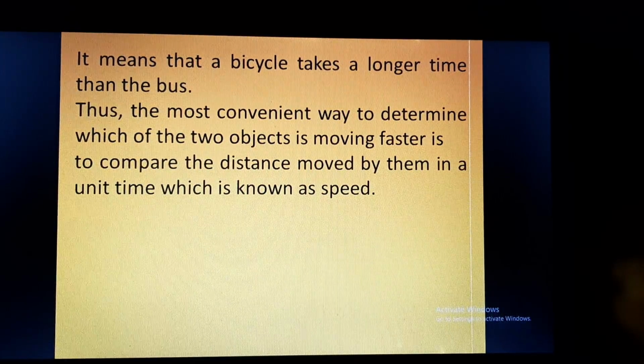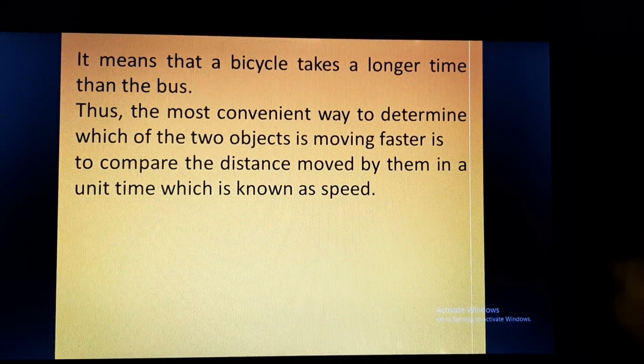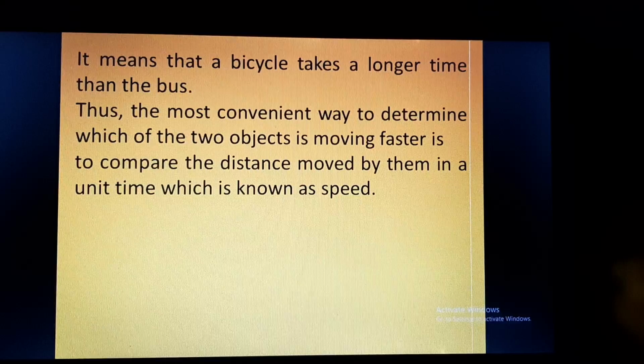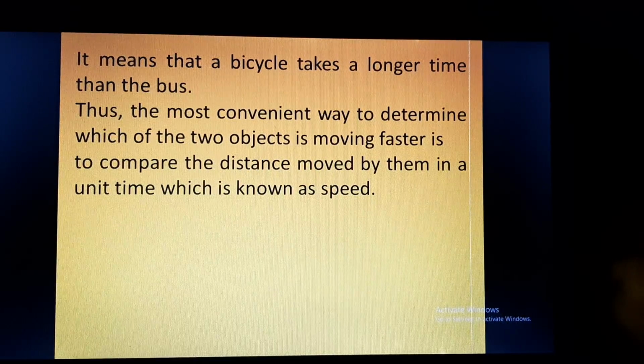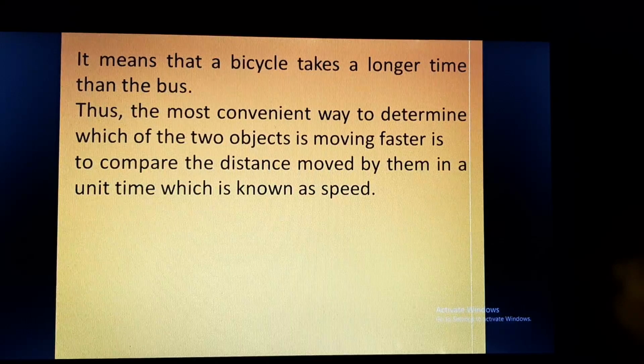The most convenient way to determine which object is moving faster is to compare the distance moved by them in unit time, and this is known as speed. The object which is moving at a faster rate will have more speed, and the object which is moving at a slower pace will have less speed. To measure speed we see two things: one is the distance traveled and another is the time.